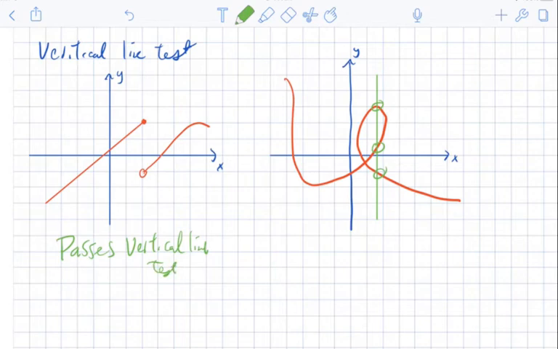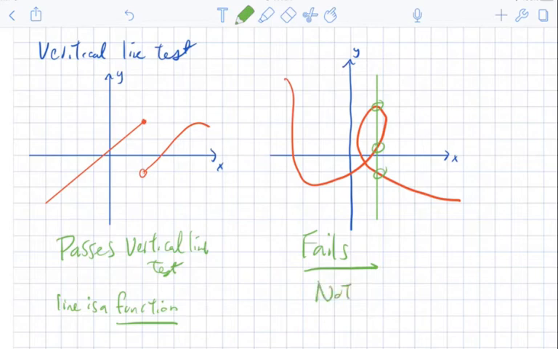But in this region, it crosses the red line in 3 places, which is definitely more than one. So this one fails the vertical line test. If it passes, it can be used as a function. If it fails, the line is not a function.